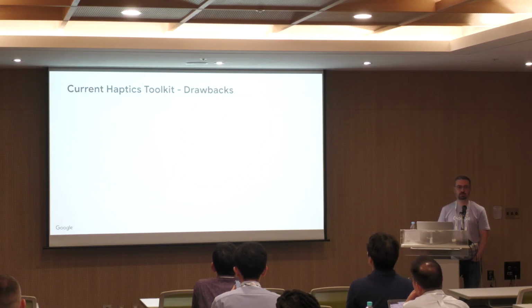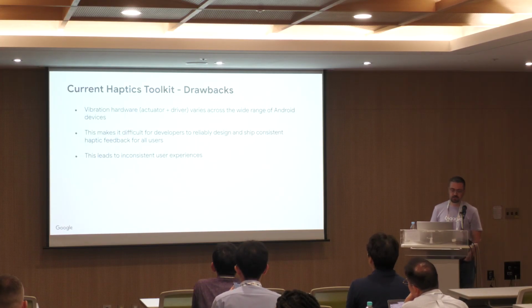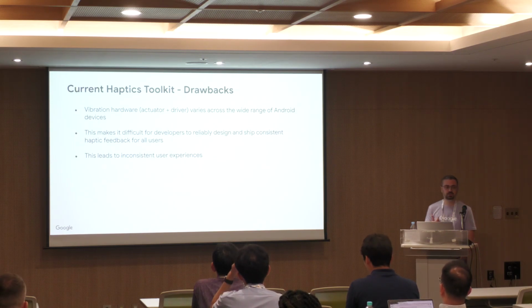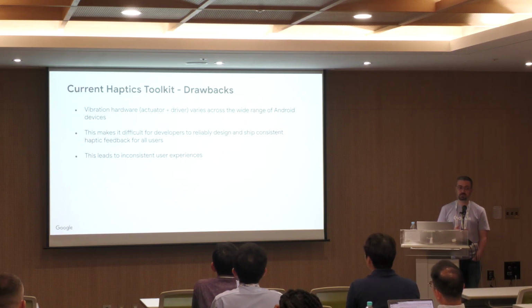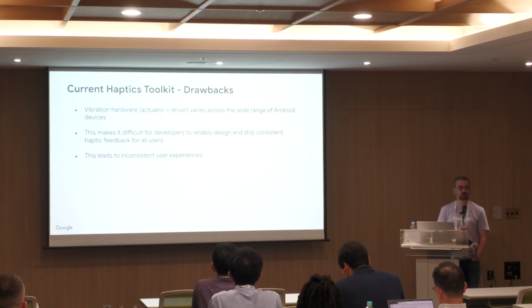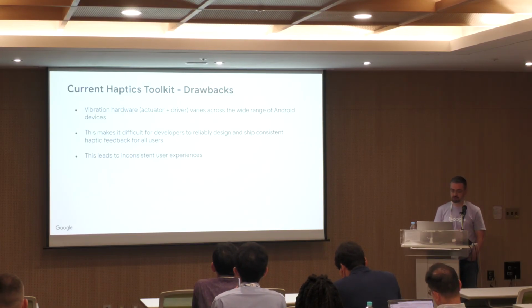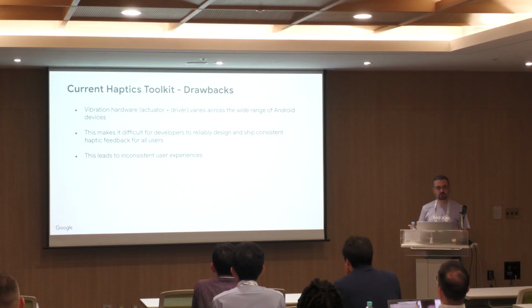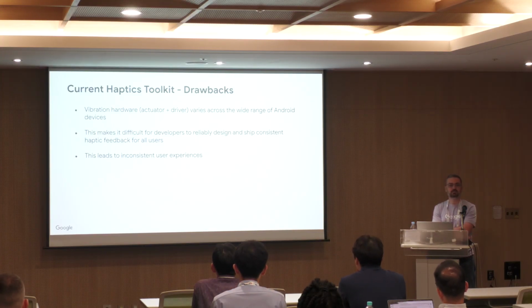So what are the actual drawbacks of these? Well, the first thing is that the vibration hardware actually varies quite a bit between these Android devices, which makes it difficult for developers to create reliable haptics that work consistently across all of the different devices out there for users. And this is a big problem. This is one of the biggest problems. I want to create a haptic effect, and I want to make sure that it is felt in the same way by all of my users. And right now, it doesn't work that well.